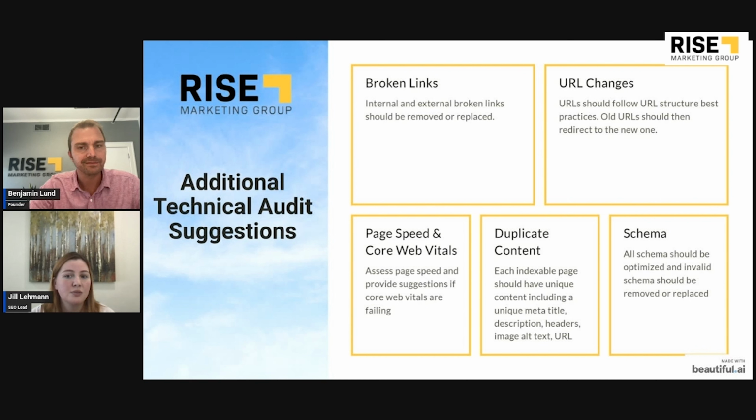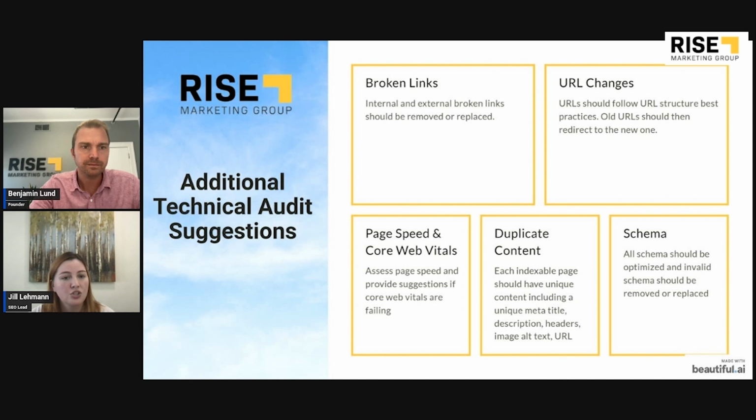Duplicate content, as mentioned before, each page should have unique content from the meta title to the description. They should all have unique URLs, unique headers, unique content. Each page should have its own purpose. The last one on there is schema. When schema is not set up properly, it can do more harm than good to your site. So if there's any schema during the technical audit that we review that is invalid, that should either be replaced or removed.